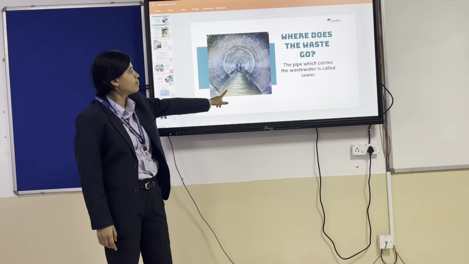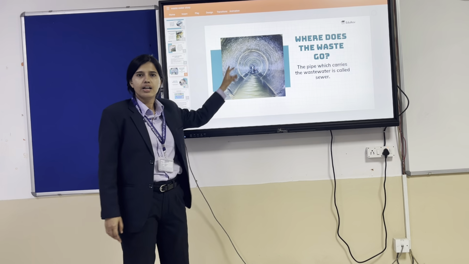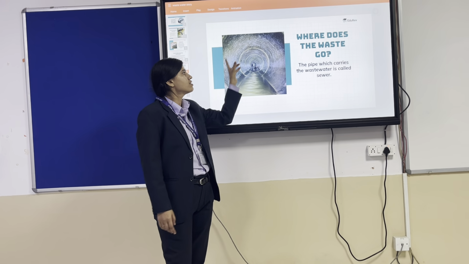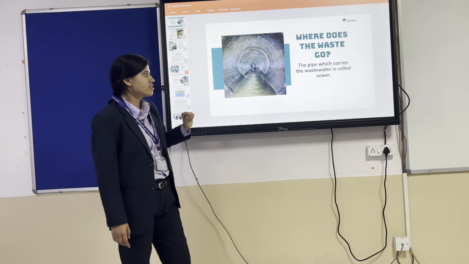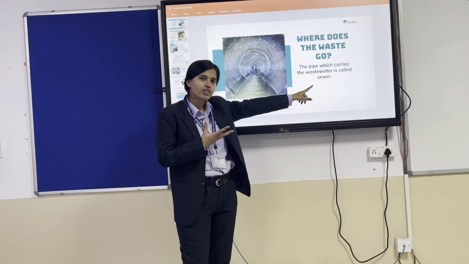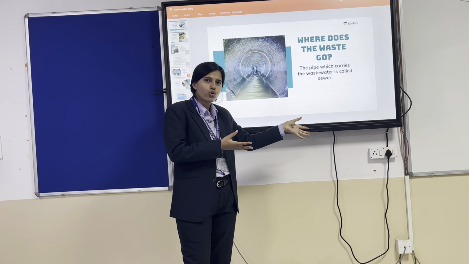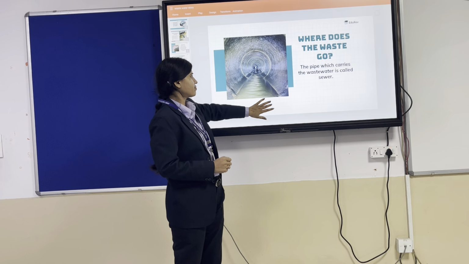You can see this green part here. This is your sewage water, and it's a big tunnel. It is actually not a tunnel. It is a network of pipes. These are big pipes through which this water is going, and this is called a sewer. What is the other wastewater called? Sewage, and it goes out through the pipes, so it is called sewer. Okay.